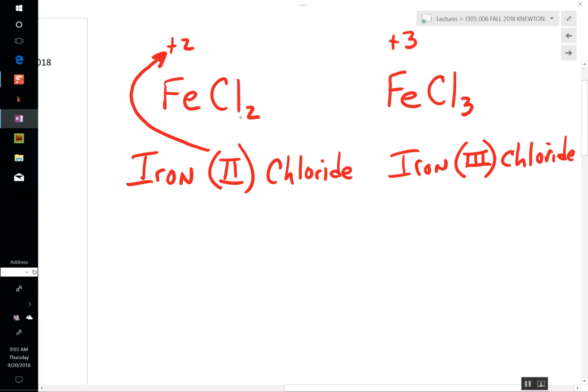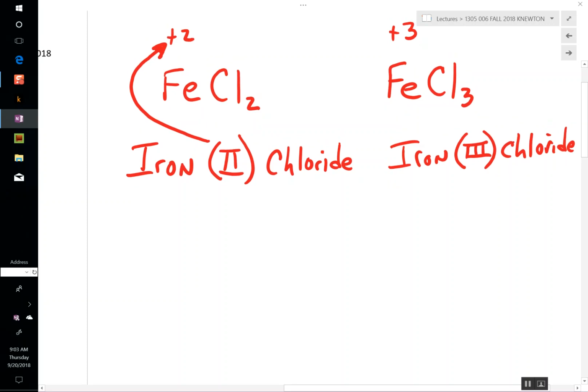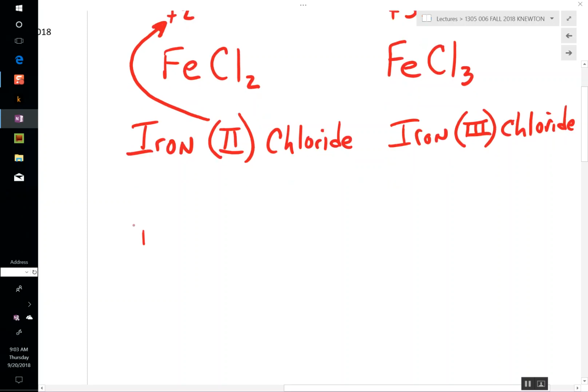It does show up over here as 2 chlorides, but the name is telling you the iron is a +2 iron. You follow me? Let me drive that point home. Let's look at iron 2 oxide. What is the formula for iron 2 oxide?